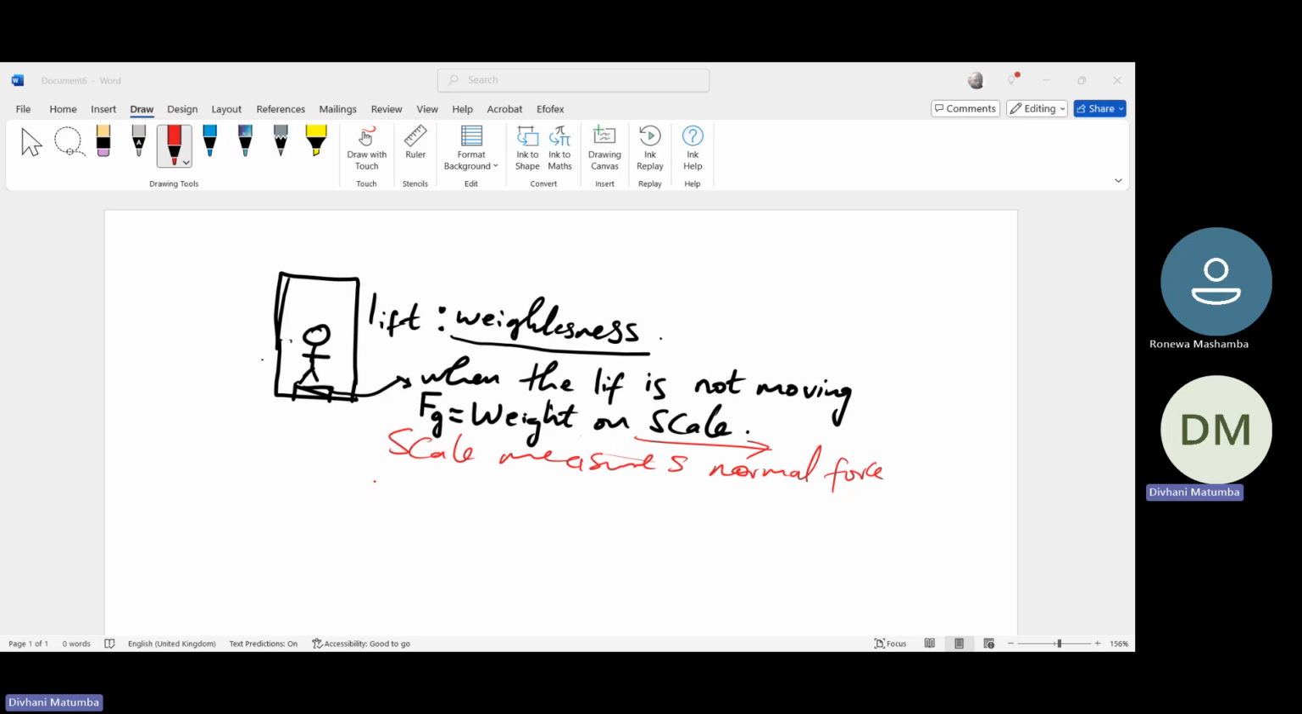So they can even give you a question in the exam to say if you measure weight inside a lift when the lift is moving upwards, will that measurement be a correct measurement of weight? And the answer is no.